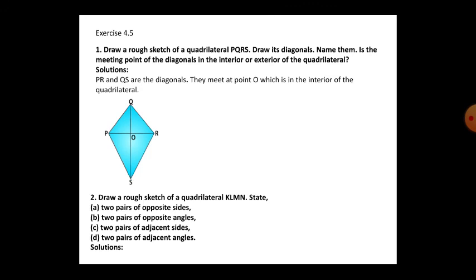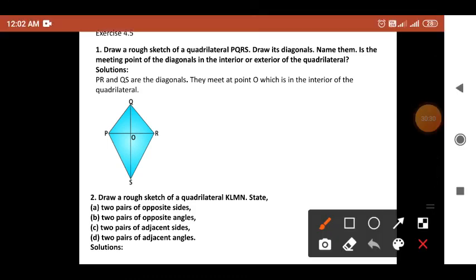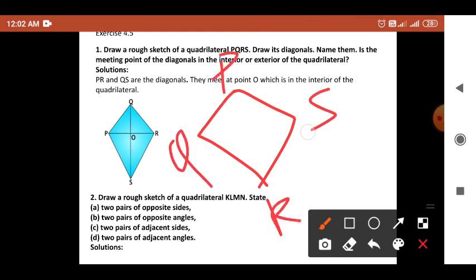That's all, children. For exercise 4.5, draw a rough sketch of a quadrilateral PQRS. Draw its diagonals. Name them. Is the meeting point of the diagonals in the interior or exterior of the quadrilateral? You have to draw a quadrilateral PQRS. A quadrilateral is a polygon having four line segments. Draw its diagonals. If you join opposite corners, it is a diagonal. Name them.